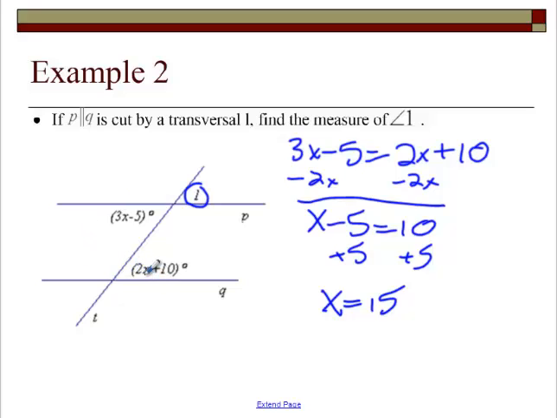When I go ahead and plug 15 back in, I get that this angle's 40. So angle 1 is also 40 because those two, 1 and this angle down here, are corresponding angles.